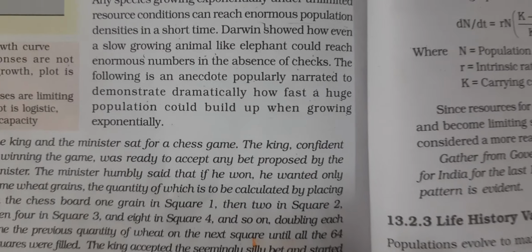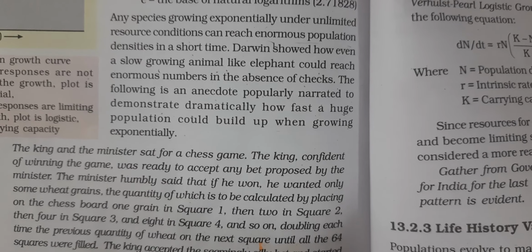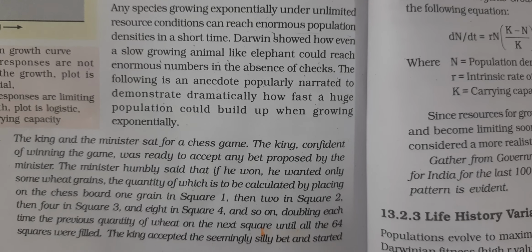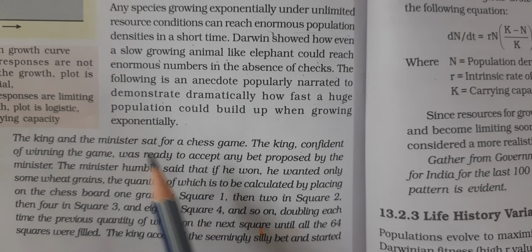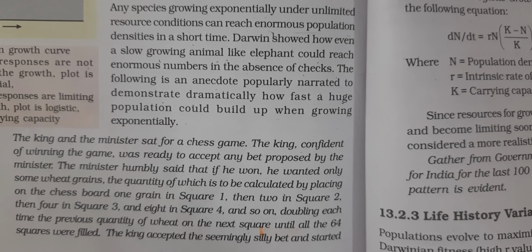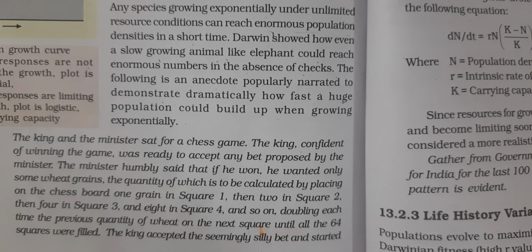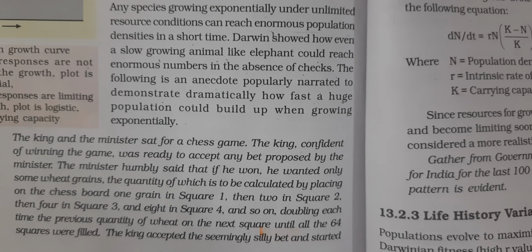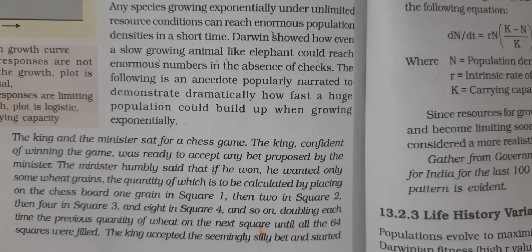Now the king and the minister sat for a chess game. The king, confident of winning the game, was ready to accept any bet proposed by the minister. The minister humbly said that if he won, he wanted only some wheat grains, the quantity of which is to be calculated by placing on the chessboard 1 grain in square 1, then 2 in square 2, then 4 in square 3.